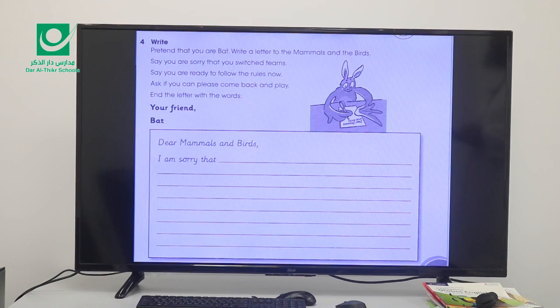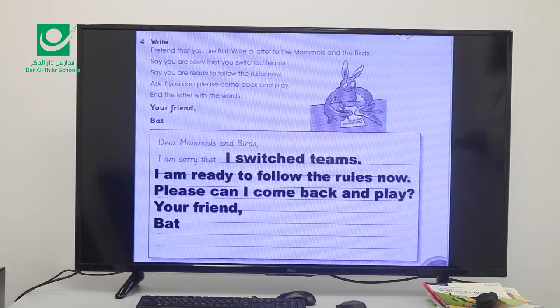and now let's see how the letter should be. Okay, let's start and try to write together. If you like, write your own letter, then compare it with mine. Okay, so the beginning of the letter, dear mammals and birds. I am sorry that, can you tell me? The bat is sorry for what? That I switched teams. Then the bat is going to say, I am ready to follow the rules now. Please, can I come back and play? And they ask us to end the letter with these words. We say, your friend bat. Okay? So please, students, you need to write this and complete the letter.